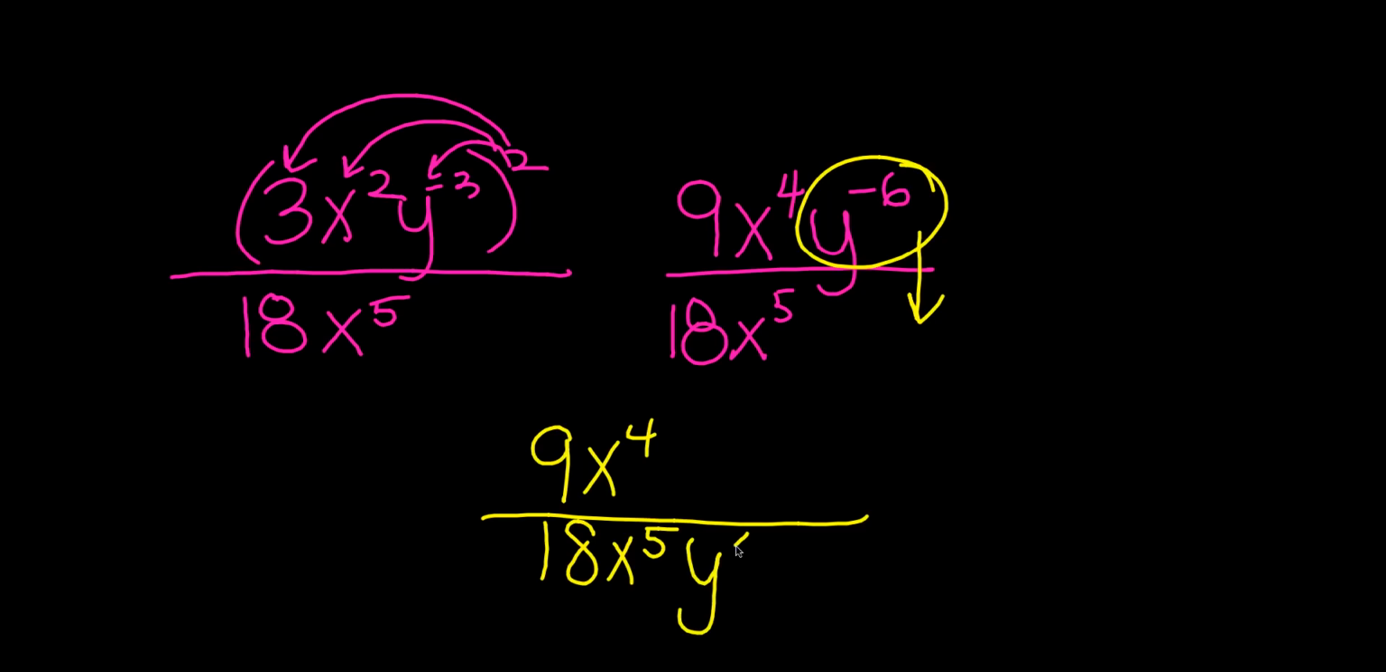Last thing that I can simplify in this question is the coefficients. 9 and 18 are both divisible by 9, and I get 1 over 2. So at the end, I have 1x to the 4th, or just x to the 4th, over 2x to the 5th, and y to the 6th.